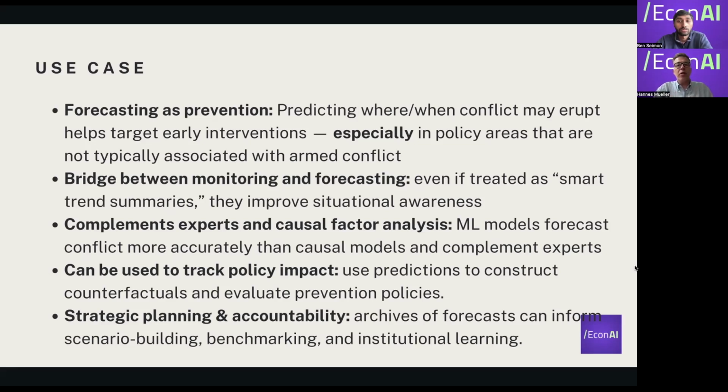Predicting where and when conflict may erupt helps target early interventions. And you can think, as an organization, about if we had already introduced these signals coming from ConflictForecast into our data stream and into our thinking about countries and which countries were at risk at the time, you can then also think about, is there an added value to you organizationally, right? And we think that before conflict breaks out, these predictions are less precise, but they are especially useful in policy areas that are right now not yet including this conflict view.